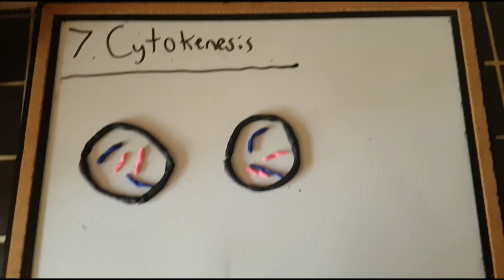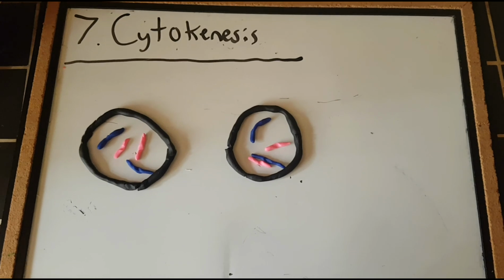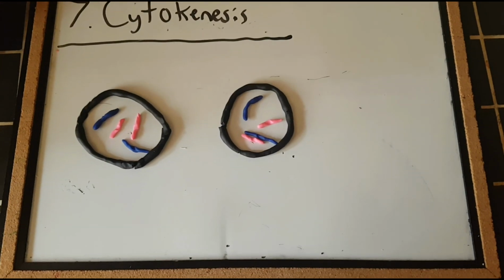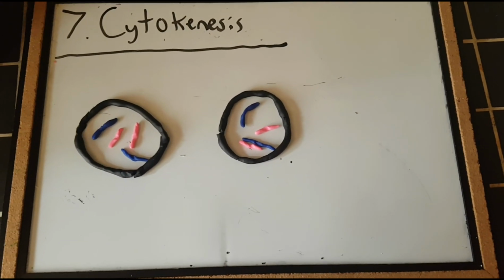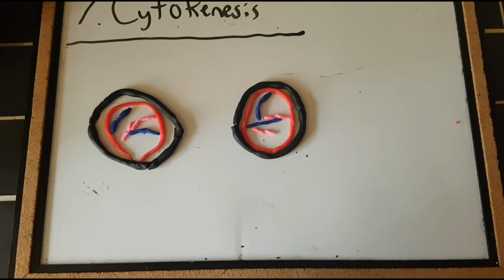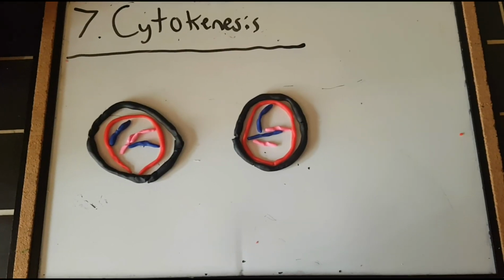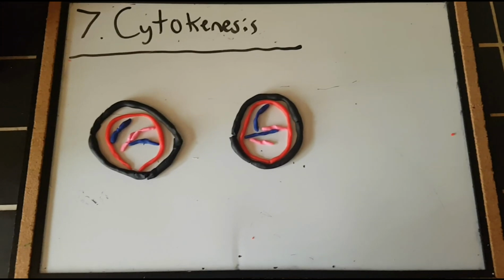During the seventh and final stage of mitosis, cytokinesis, the plasma membrane has finally separated and there has been 2 identical daughter cells created. And in this last stage here, these 2 identical daughter cells go on to repeat the same process of mitosis again.